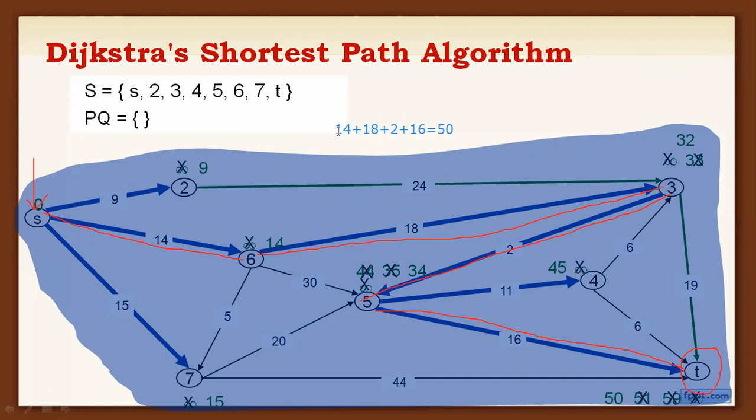So friends, in this way we can find the minimum cost from the source to all the remaining vertices in the given graph in a staged manner by using Dijkstra's algorithm through the concept of the greedy method. So this is the final way of finding the cost.